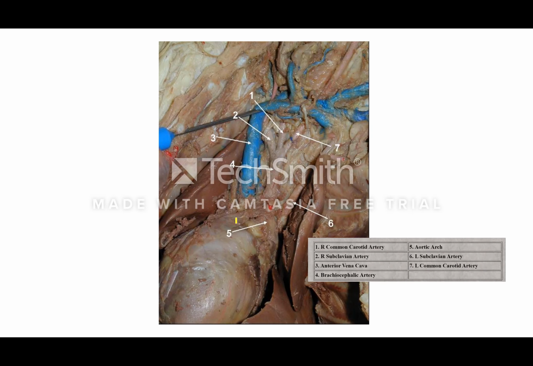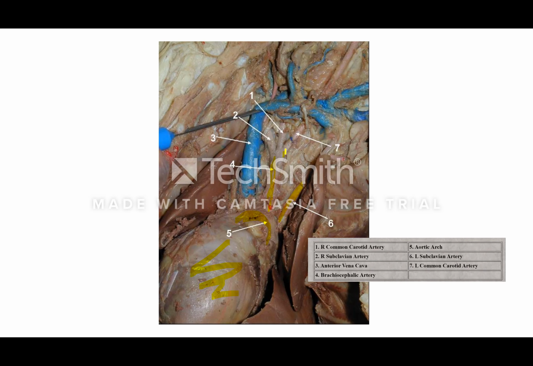So, first, right down here, we have our aortic arch. Okay. And then we have our left subclavian artery. Here is our brachiocephalic artery. Again, this is a unique presentation to the cat, two branches off the aortic arch. Down here is, of course, the heart.